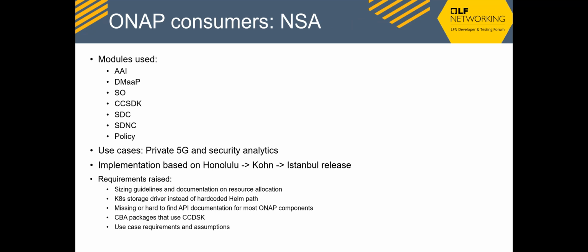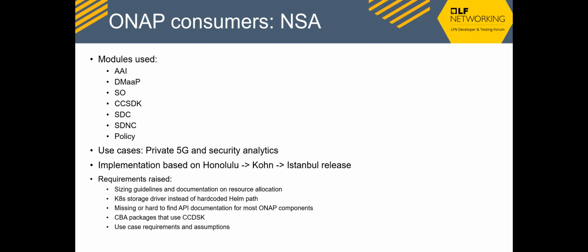So this is the specific use case for private 5G and security and analytics. There were a few releases implemented. I think now they are running the Istanbul release, and also very pragmatic, very interesting requirements were shared about the sizing guidelines, documentation on resource allocation, a Kubernetes storage driver instead of hard-coded hostPath, and some documentation that could be improved, and so on and so on, right?